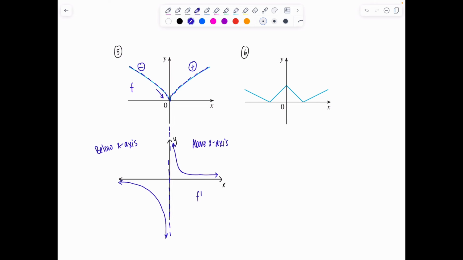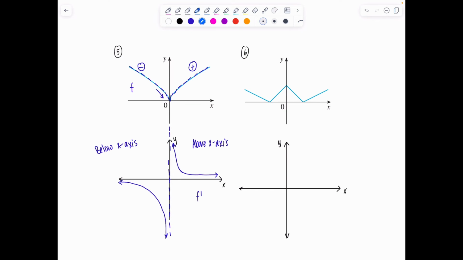Okay, next one, 6. Anywhere that we have a horizontal tangent? No, more cusps. Oh my goodness, more cusps for us. Okay, so let's see what's going on. This time we just have line segments.